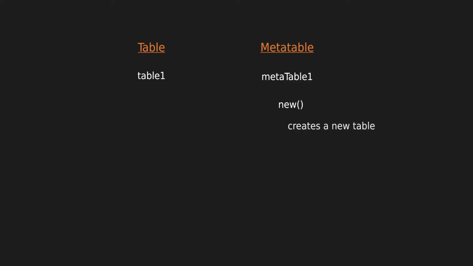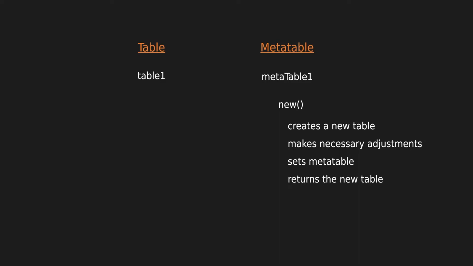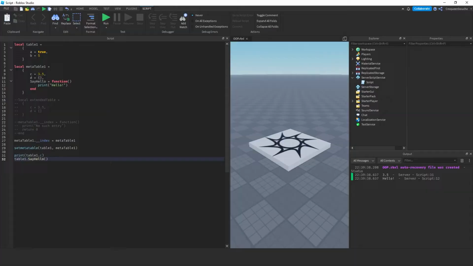The new function creates a new table for the instance and, if required, does some necessary adjustments such as setting properties. It sets the meta table for the new table, which will be the meta table itself, and returns the new table as the return value. Let's create this functionality here. Usually we go metatable1.new. As I mentioned, using new is a common way of creating an instance of a class. That's why we use new here. It will be a function.